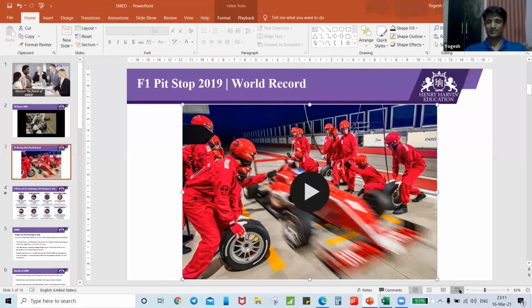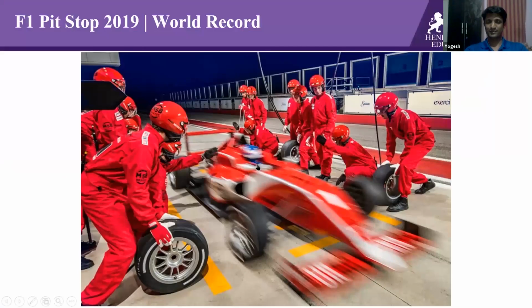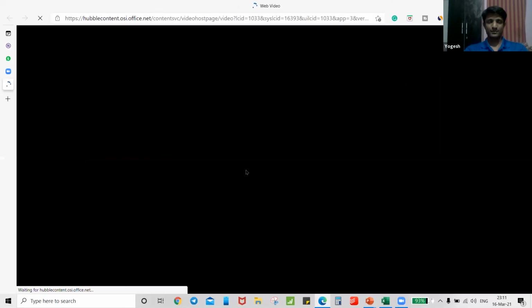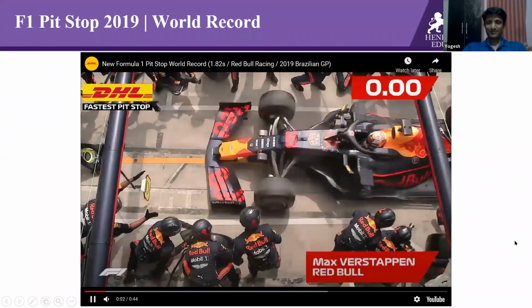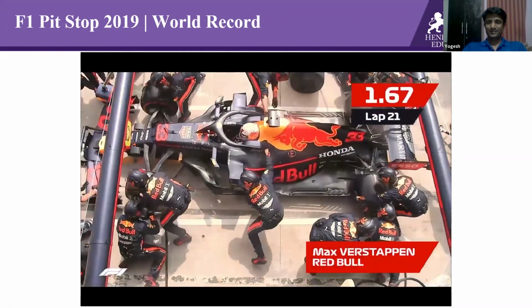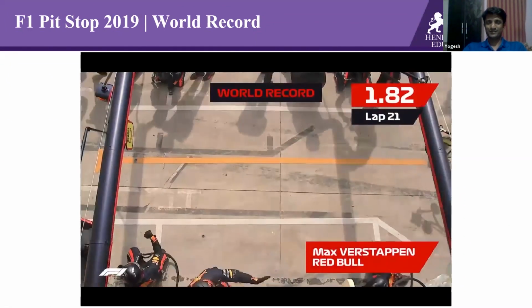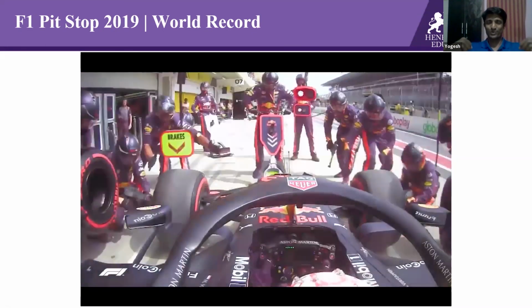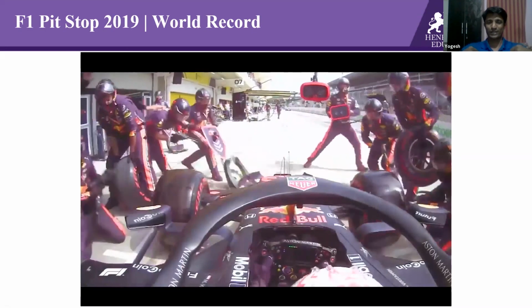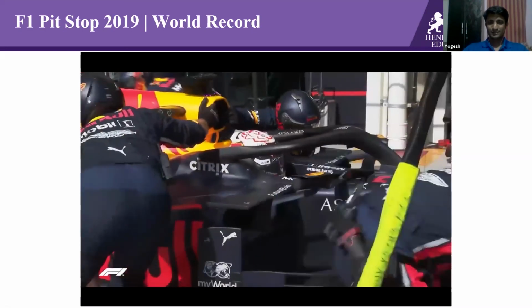What happens? 1.82 seconds. World record. See how everyone was in their position waiting for the car. Go.